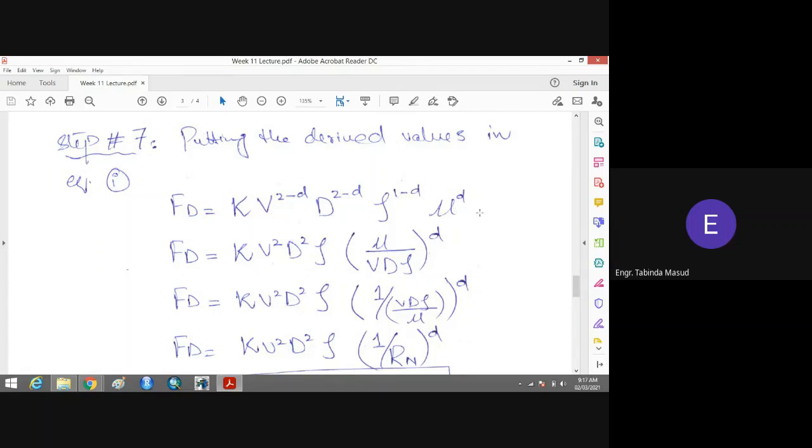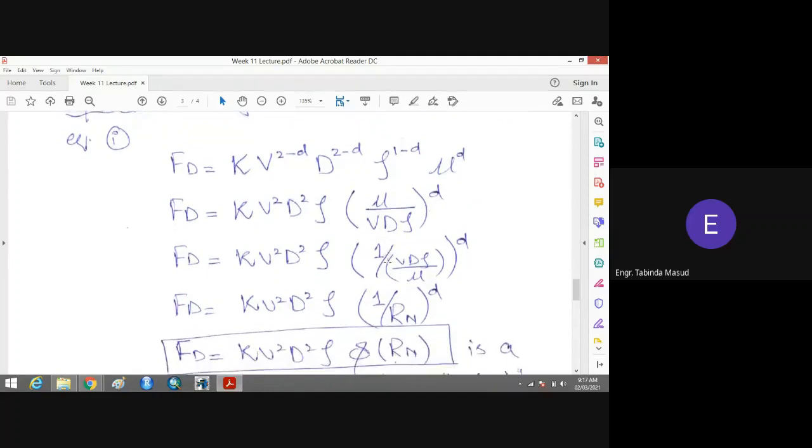Now we will simplify it. You can see here that K into V, I'm going to split V in two terms, V square and V power minus D. So you can see here K into V square into D square into density, and all the parameters with power D come here: mu power D divided by V into D into rho with power D. So this is the simplified form of the equation, but here you can see that D is still an unknown value.